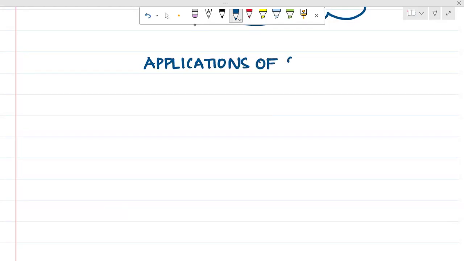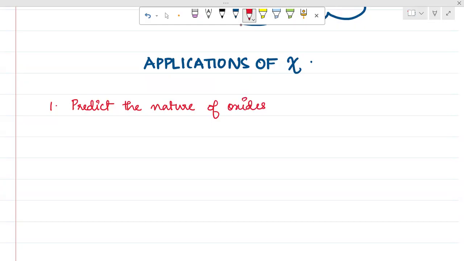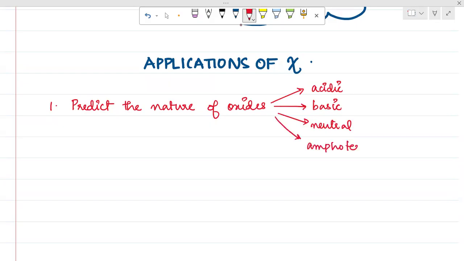Applications of electronegativity. And the first application is to predict the nature of oxides. Oxides, let me tell you, are of mainly 4 types. One is acidic. Second one is basic. Third one is neutral, meaning it's neither acidic nor basic. And the fourth one is amphoteric. Amphoteric means it can act both as acidic or basic.